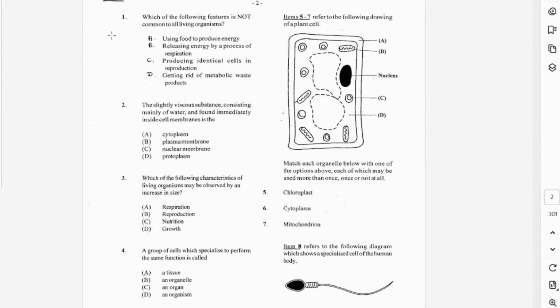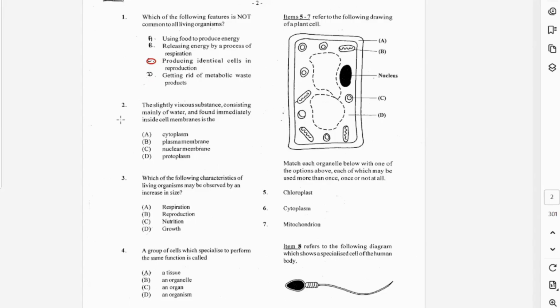Which of the following features is not common to all living organisms? The answer would be C, producing identical cells in reproduction. Not all organisms can undergo the process of mitosis to make their young ones. So, as we know, we have mitosis and we have meiosis. Mitosis ensures identical cells are formed, whereas meiosis allows for genetic variation to take place. This is where we would get unique organisms and not all unique cells.